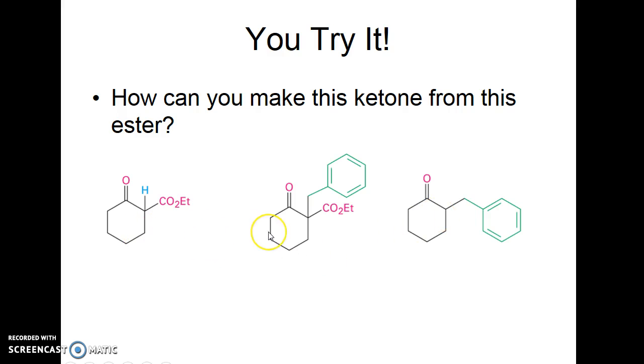So what reagents do I need to alkylate this dicarbonyl compound? Sodium methoxide is a strong enough base, and then I can use benzyl bromide. Once I get this intermediate, then all I have to do is treat with acid and heat, and it will decarboxylate this.